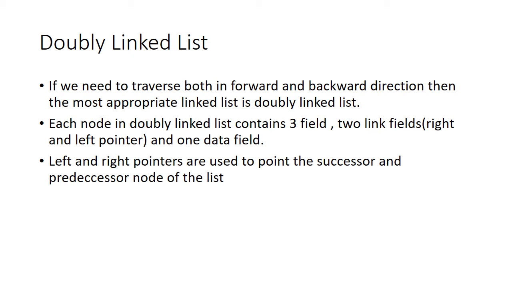Two link fields, that is two pointer fields. One pointer field is right, another one is left. The right pointer field will hold the address of the right node. The left pointer field will hold the address of the left node. In between these two pointer fields, I will be having a data field. That is, left and right pointers are used to point to the successor and predecessor nodes of the list. That is, the left pointer will point to the predecessor node, the right pointer will point to the successor node.